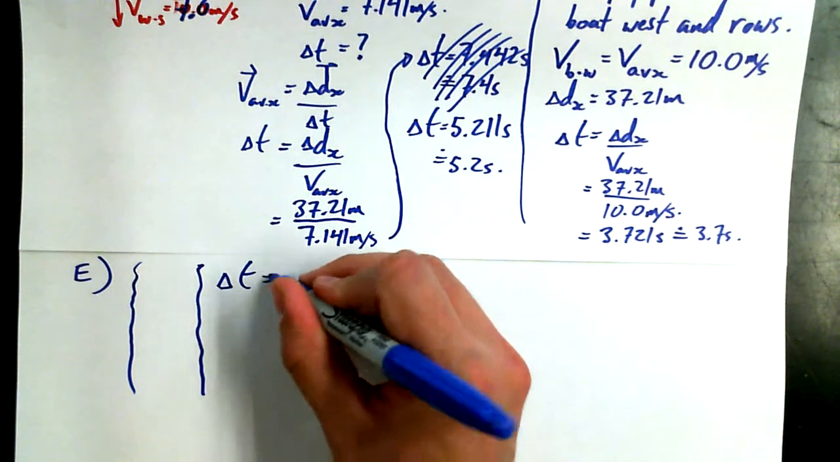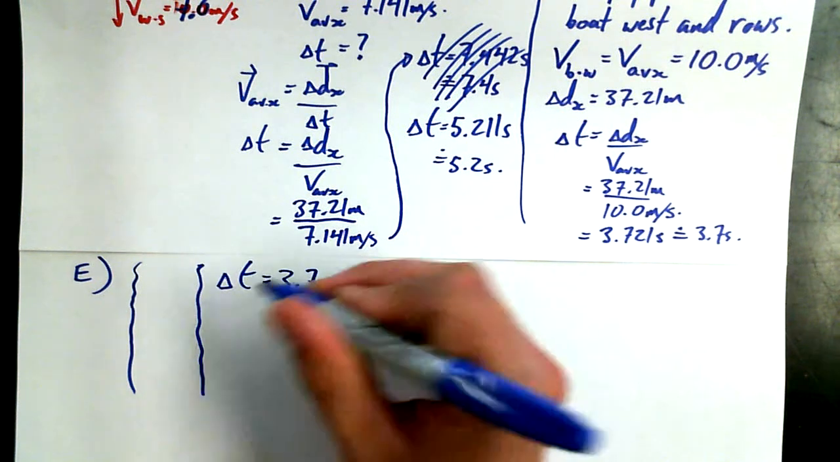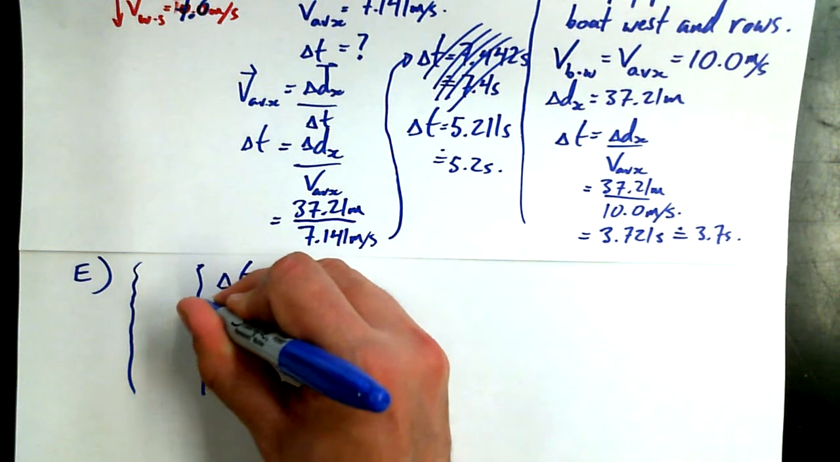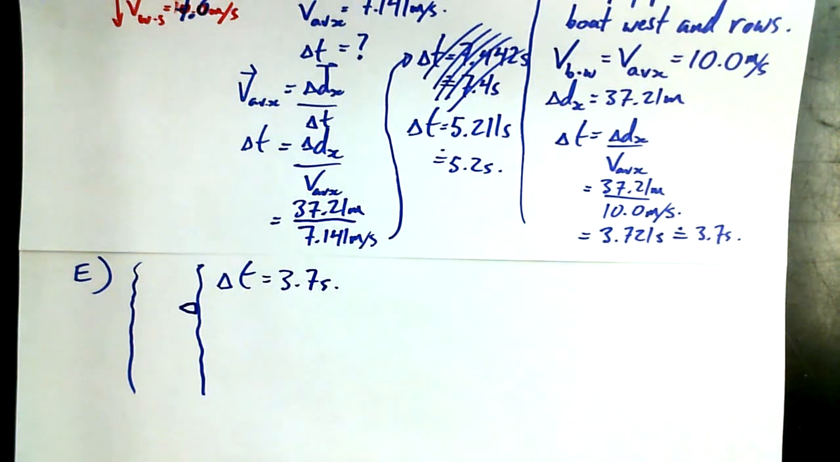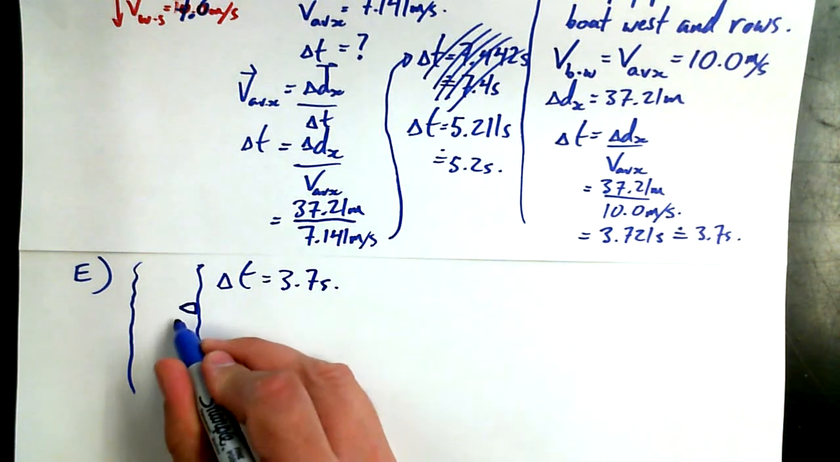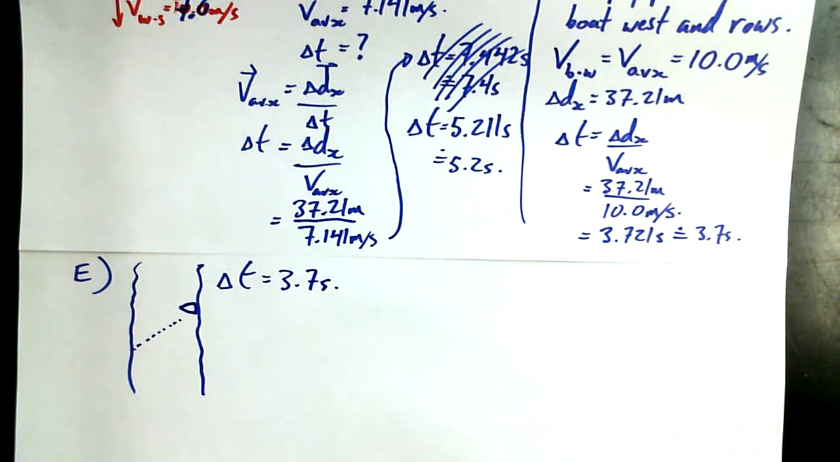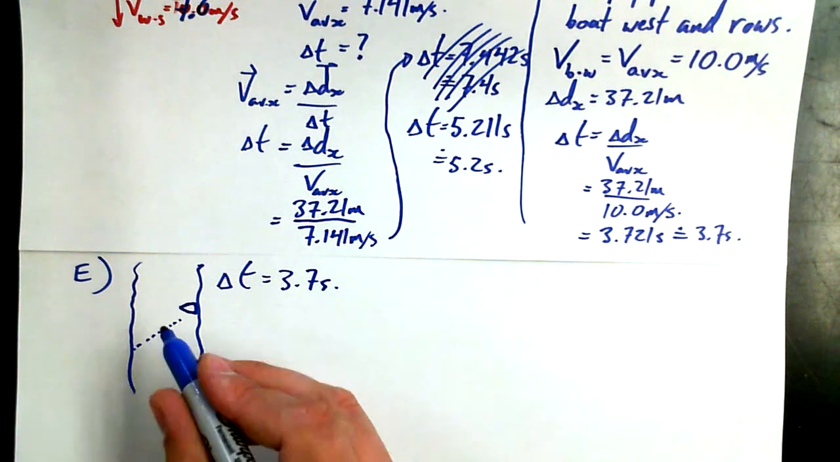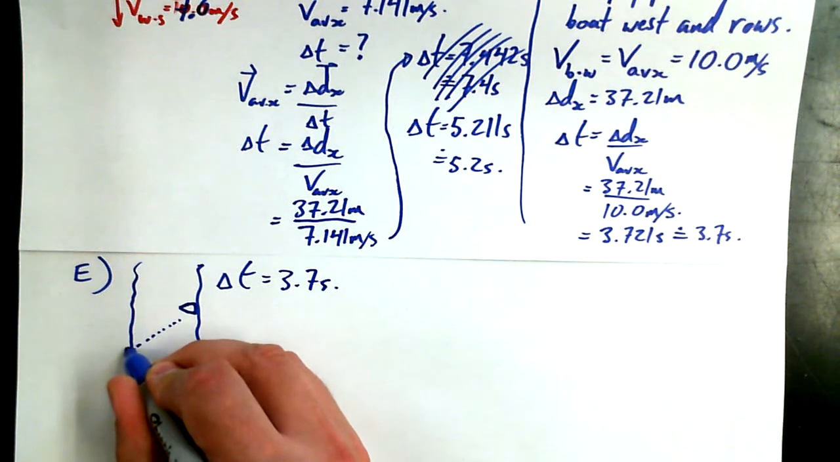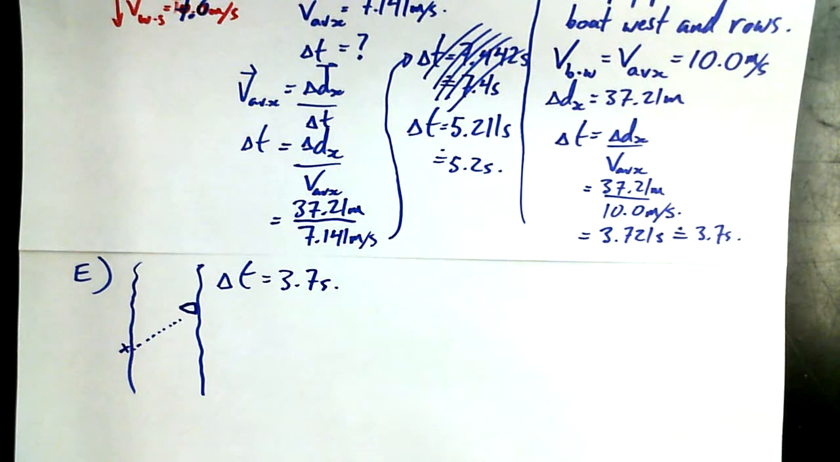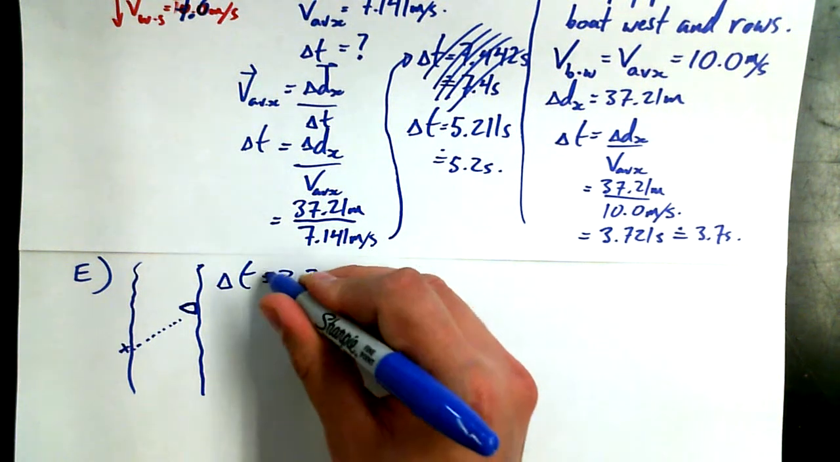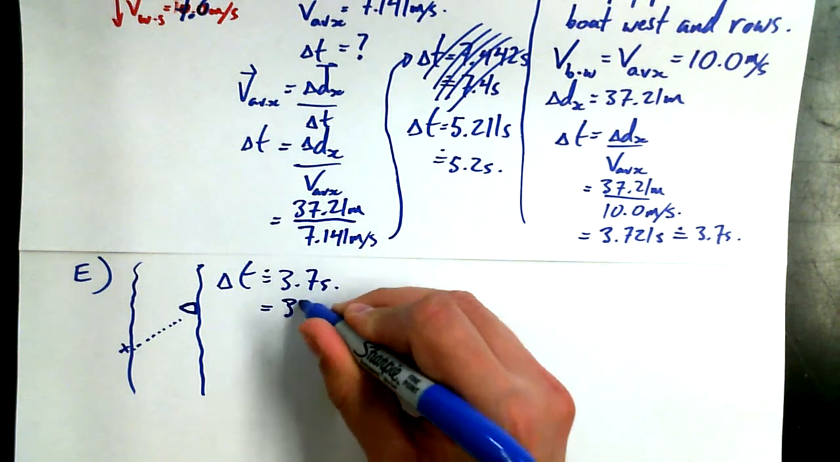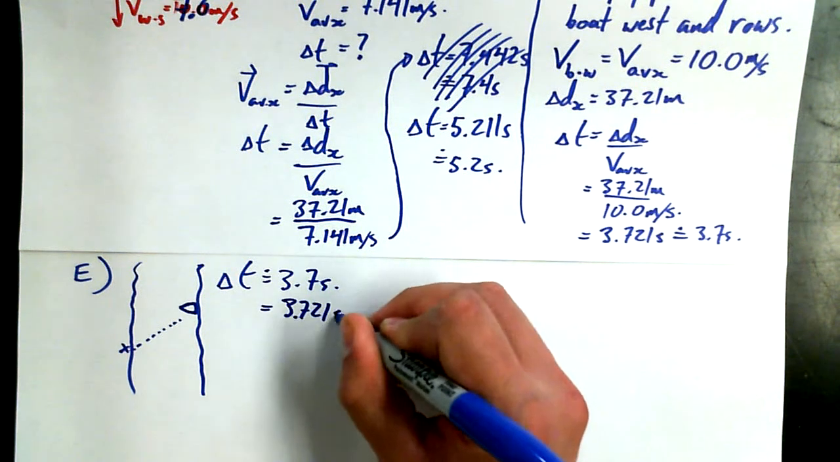Assuming that it does take 3.7 seconds for a boat starting on this shore to go across, if the river is trying to wash it downstream, the boat's really going to take a path that kind of is like that. It's going to get washed downstream for every second that goes by while it tries to go westwards. So it's going to get washed downstream and land here-ish. It's going to take 3.7 seconds to get across the river. I could say more accurately 3.721 seconds to get across the river.